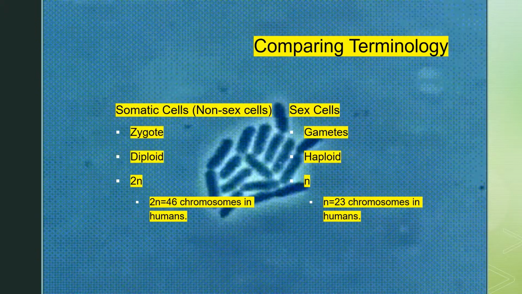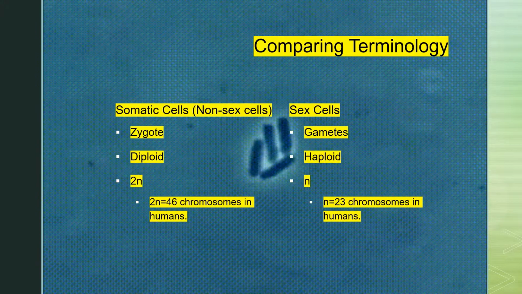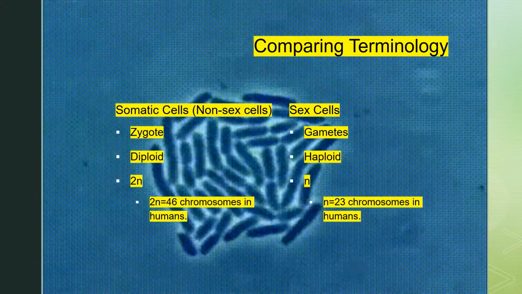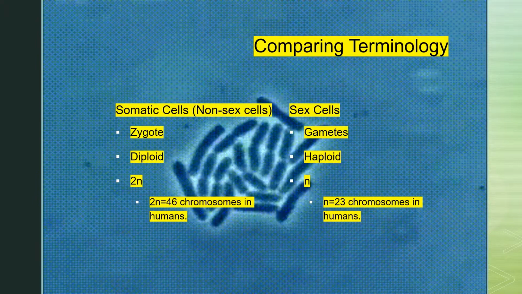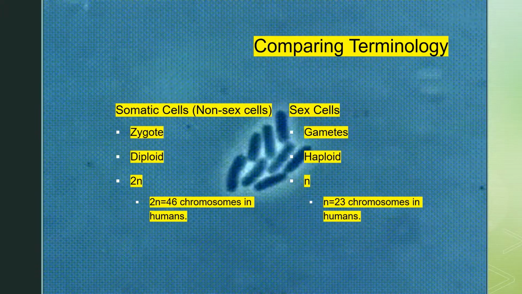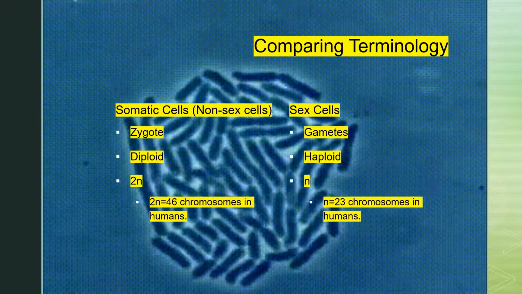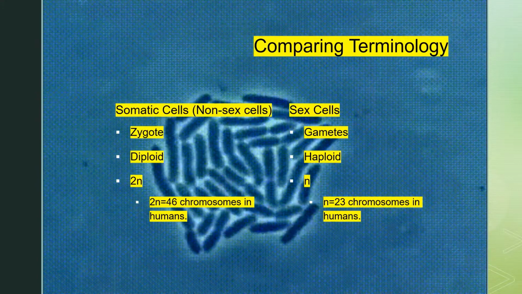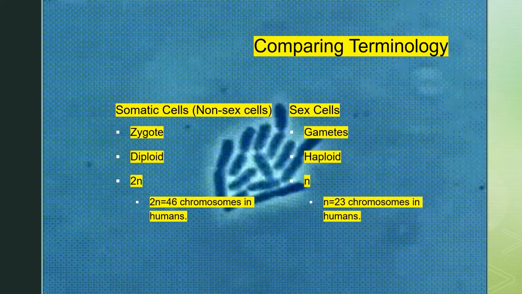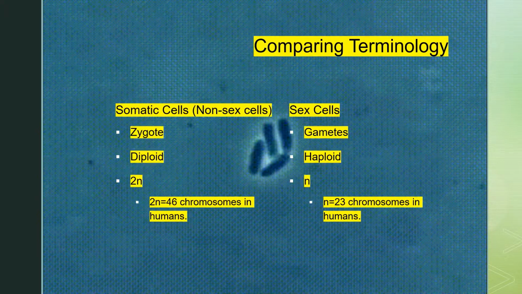So we're going to be talking about two main kinds of cells, which are somatic cells, or non-sex cells, and sex cells. Another name for somatic cells are zygotic cells or zygotes. That just means a sperm and egg have come together to be the full amount of genetic information. Gametes are just another name for sex cell. Diploid means full amount of genetic information for somatic cell. Haploid means half the amount of genetic information for sex cell.